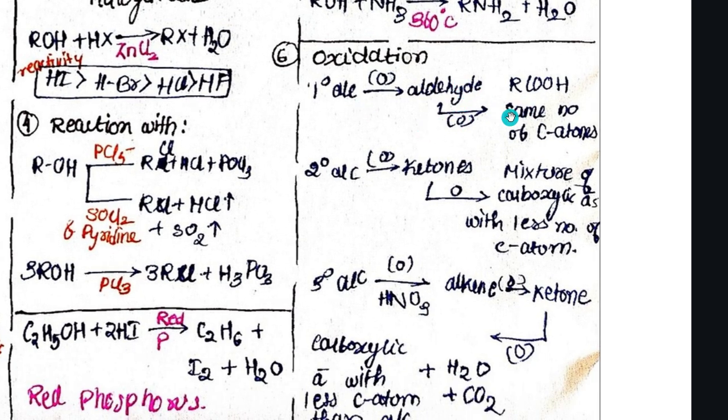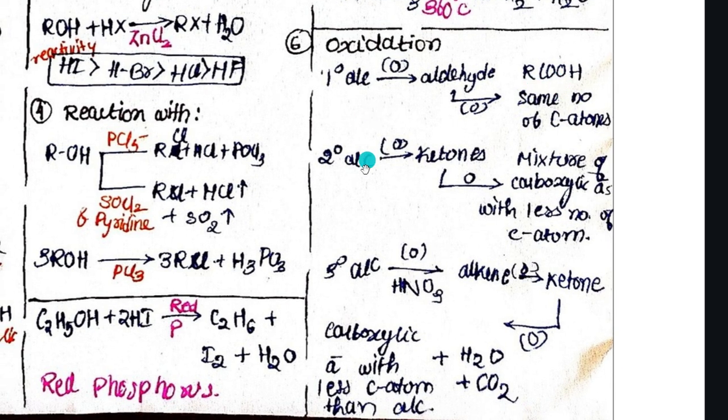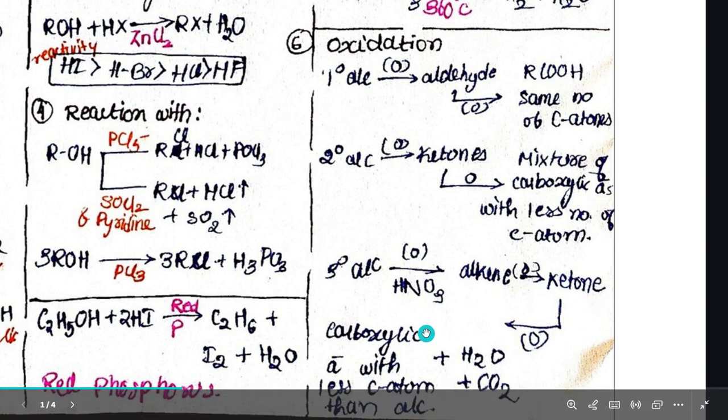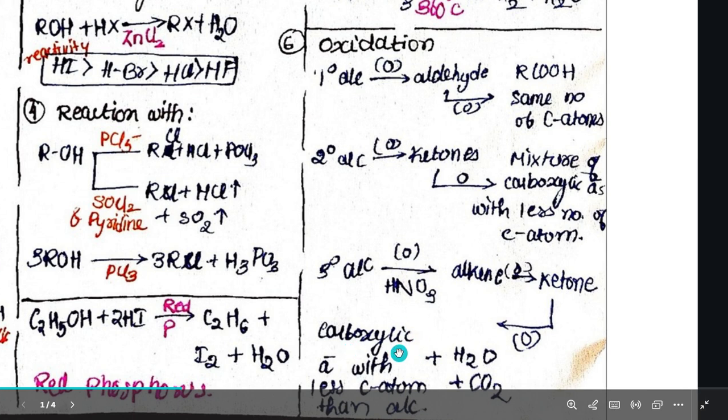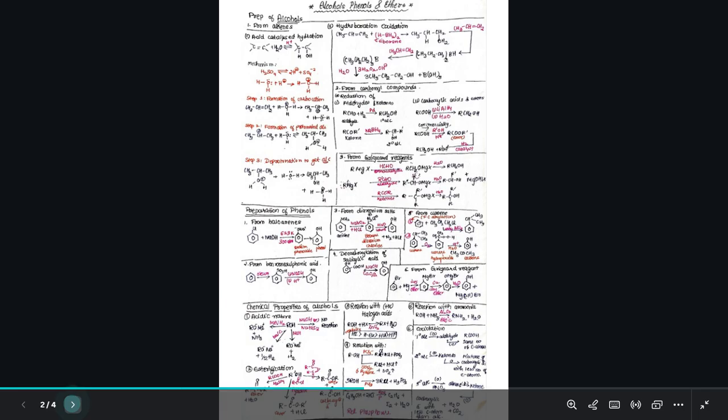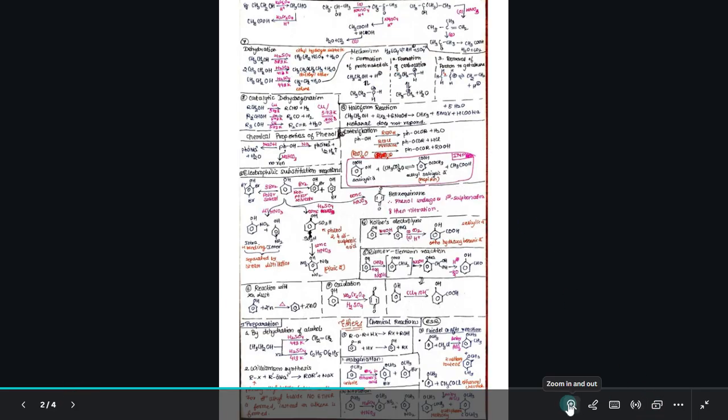That aldehyde further on oxidation gives a carboxylic acid with the same number of carbon atoms. Secondary alcohol on oxidation gives ketones, and these ketones on oxidation give a mixture of carboxylic acids with fewer carbon atoms. Tertiary alcohol on oxidation with HNO3 gives alkenes, then ketones, and the ketones finally give carboxylic acids with fewer carbon atoms. Now coming to the next one, here are the examples for those.